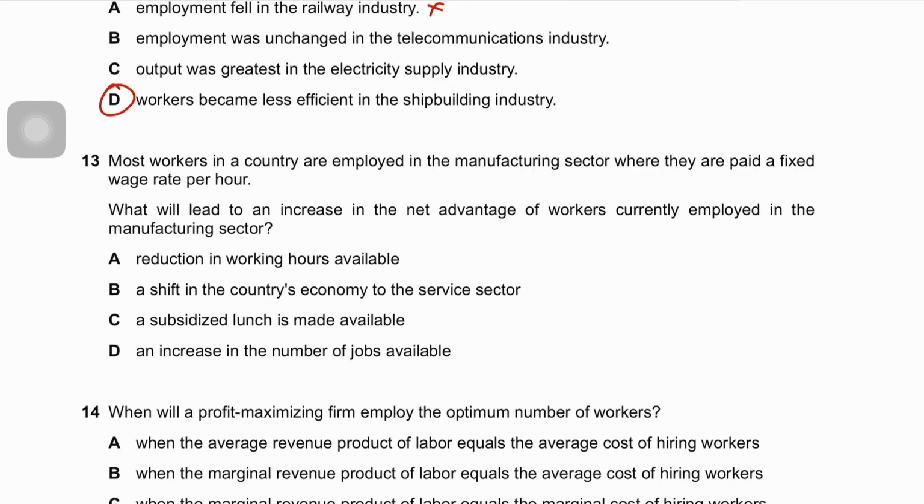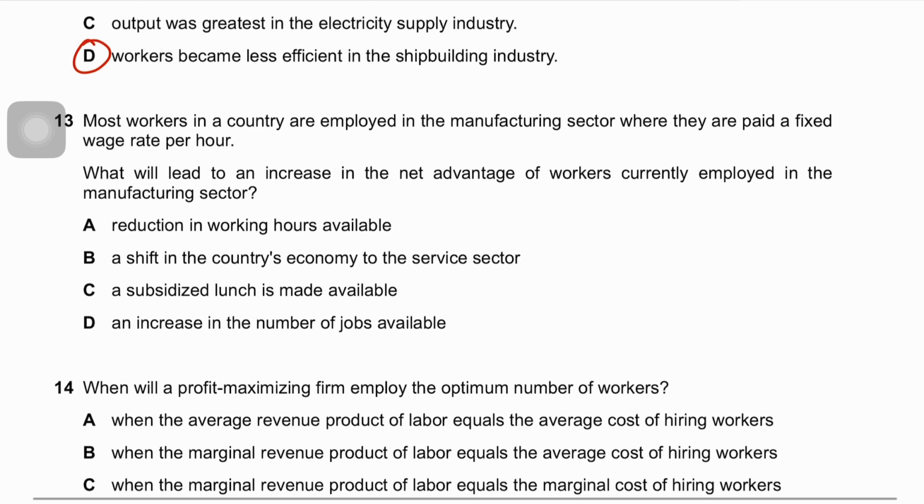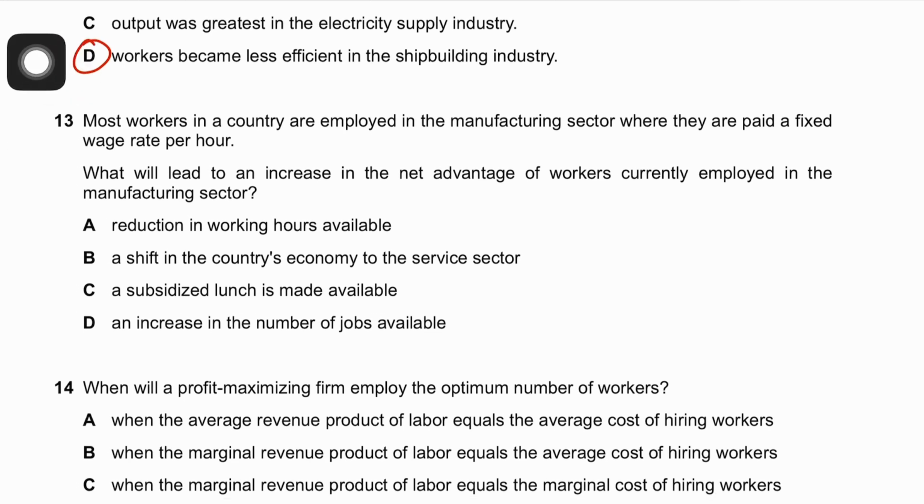The next question, 13, says most workers in a country are employed in the manufacturing sector where they are paid a fixed wage rate per hour. What will lead to an increase in the net advantage of workers currently employed in the manufacturing sector? The first option says reduction in working hours available. Now, on the face of it, this answer option seems like the correct answer, but the fact that working hours are reduced could reduce workers' overall income unless you have some wage rate that is simultaneously increased proportionately.